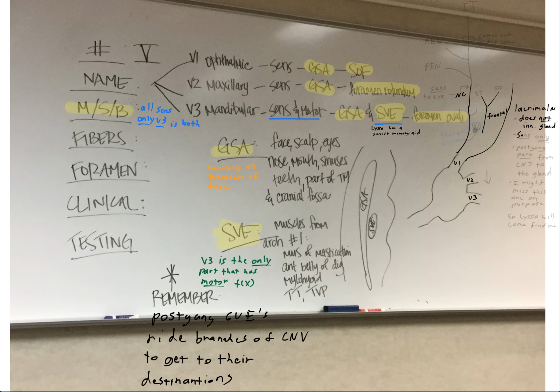Is it the gland that's innervated by the parasympathetics from the zygomatic-temporal? Yes, we'll get there when we get to V2, but yes, you are correct. It is innervated by cranial nerve 7. The lacrimal nerve does not innervate the gland. It is sensory only.